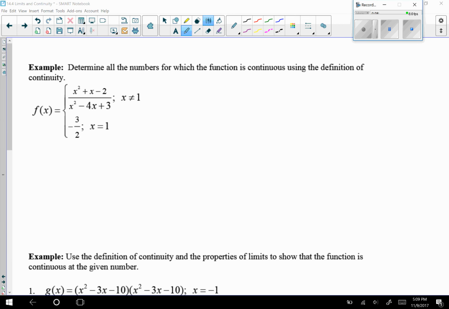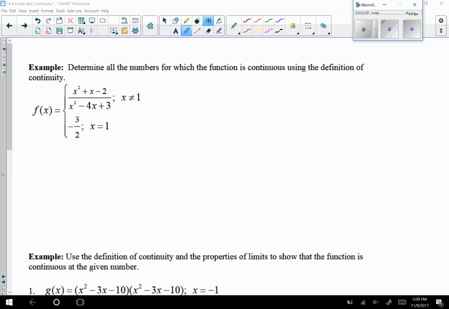So for the next example, it says determine all the numbers for which the function is continuous using the definition of continuity. A lot of the times it's easier to prove something is continuous by proving where it may not be continuous. Remember, things are not continuous when we have vertical asymptotes or holes on our graph. So that's what we're going to take a look at for these two functions.